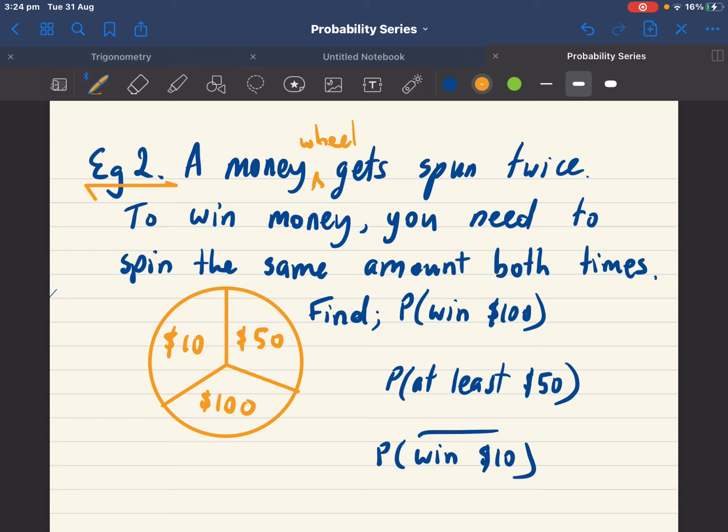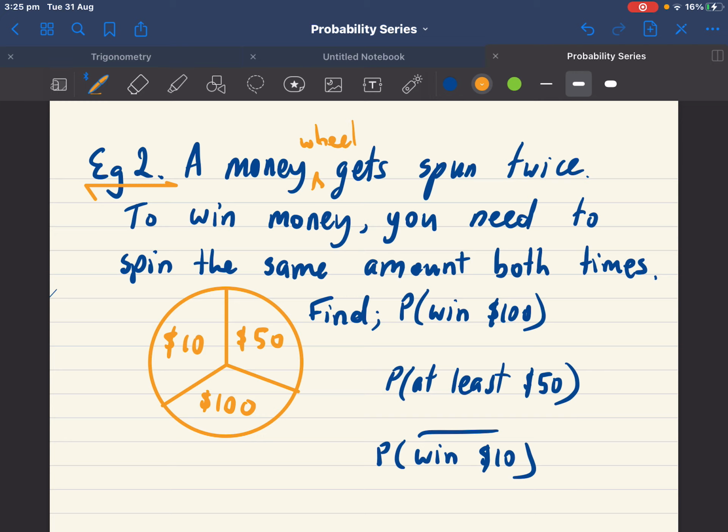We'll also find the probability that you win at least $50. And the final one is the probability you win $10, but it's got that line above it. That line means the complement or the opposite. So the actual final question is asking us to find the probability that we don't win $10. Okay, so again, it's going to be very simple once we have the sample space.